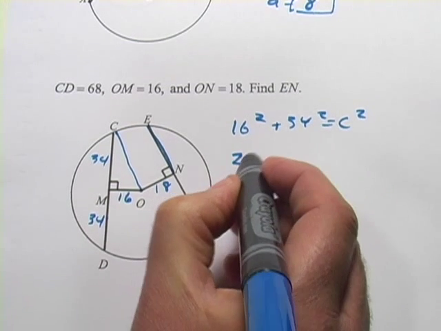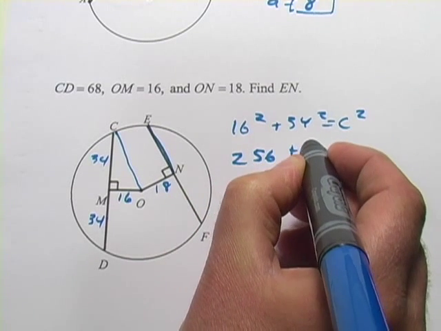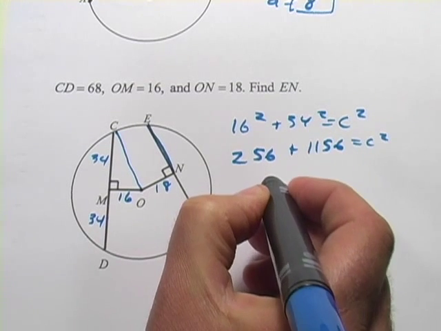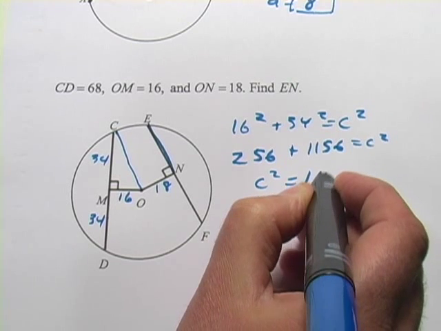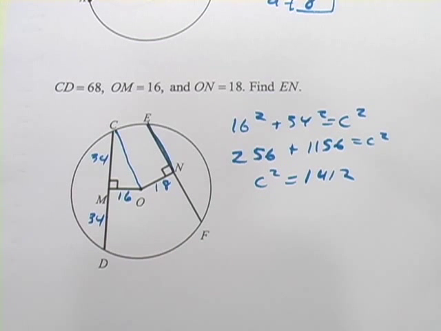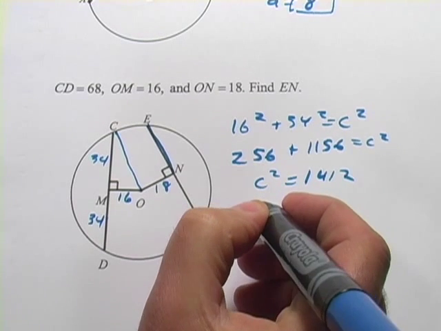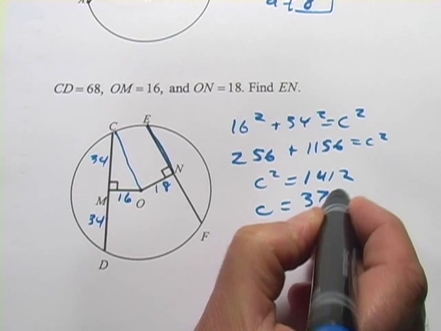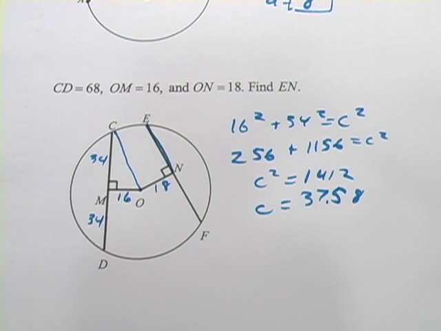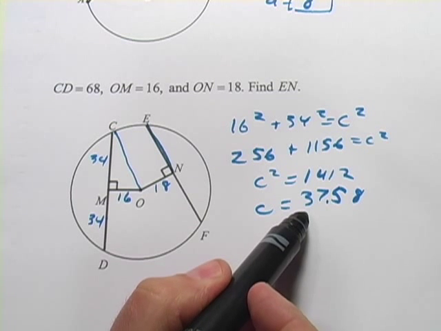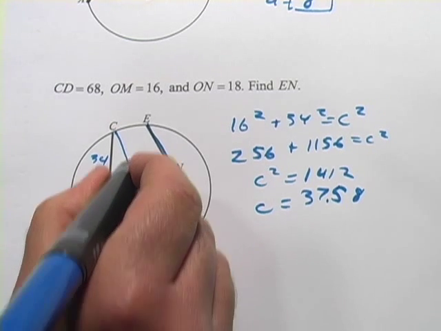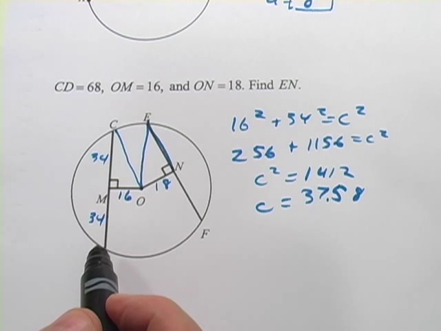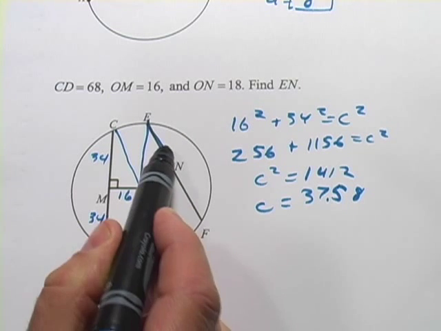That should be 256 plus 1,156 equals C squared. So C squared would equal 1,412. I don't think this one's going to come out evenly. So we've got C equaling approximately 37.58. And now we're going to use this over here. I'm going to draw in another radius, and I know that OE here is the same length because it's a radius. So now we'll use the Pythagorean theorem to solve for EN.